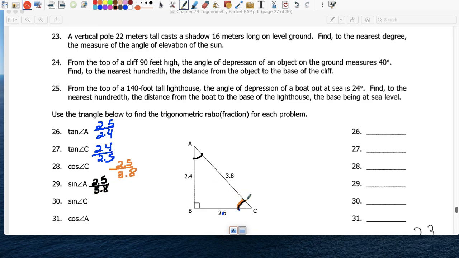Sine of angle C, from this side, what's the sine? Opposite over hypotenuse, 3.8. And then cosine of angle A, cosine was orange, cosine from this guy, cosine would be the adjacent over the hypotenuse. And that's that.